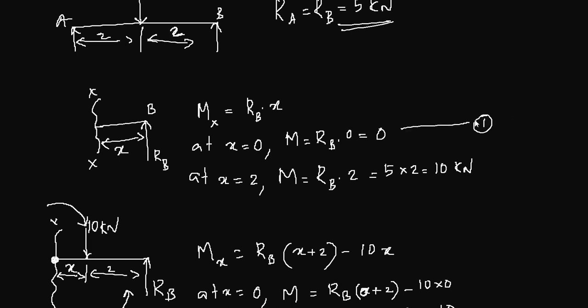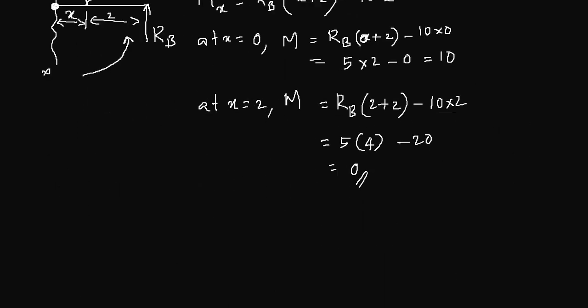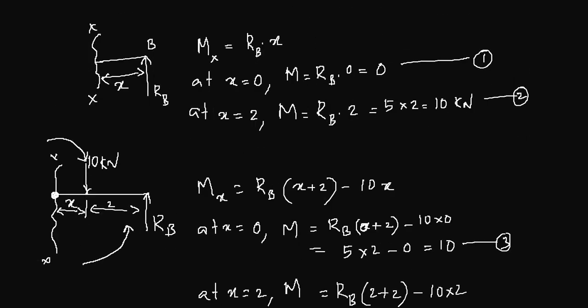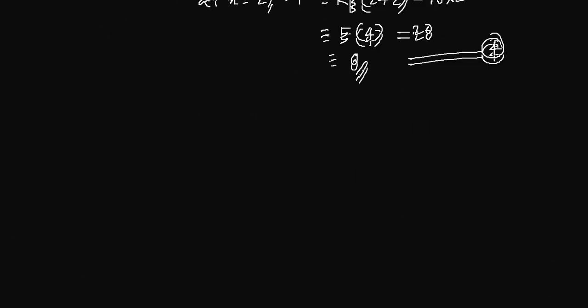You have 1 here, 2 here, and 3 and 4. In fact, your third point and fourth point have the same value of bending moment. It's not 10 kilonewton, it's 10 kilonewton meter, because you have a force and a distance. Now you can draw the bending moment diagram for the system.